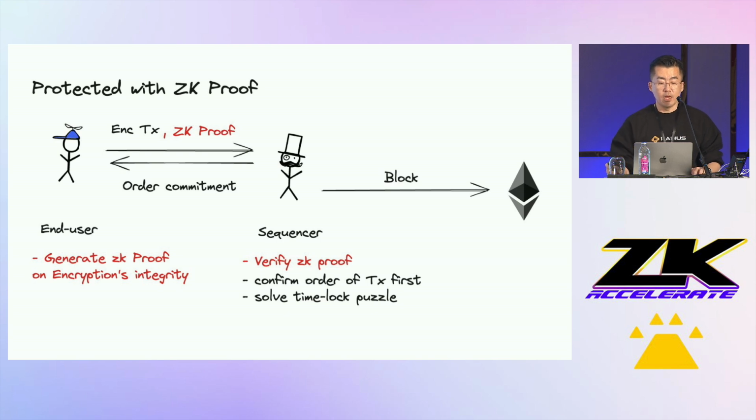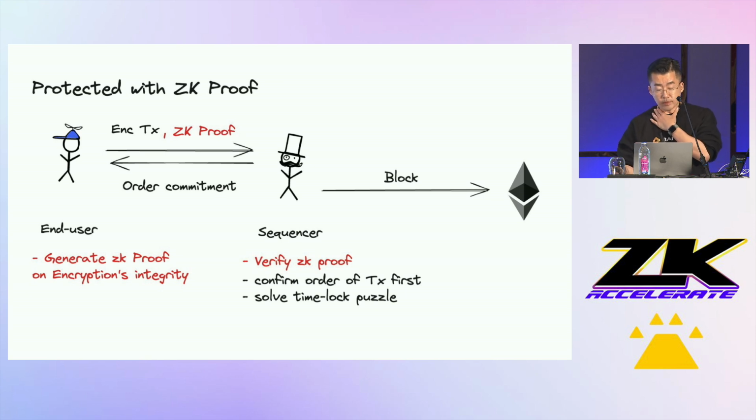Obviously, when an end user creates encrypted transactions, they also need to generate a ZK proof to prove that this whole encryption process is done correctly. With this ZK proof, a sequencer can be guaranteed that the encrypted transaction is valid. So the sequencer needs to verify this ZK proof, and then once the verification is true, it's time to solve the time lock puzzle to find the decryption key.